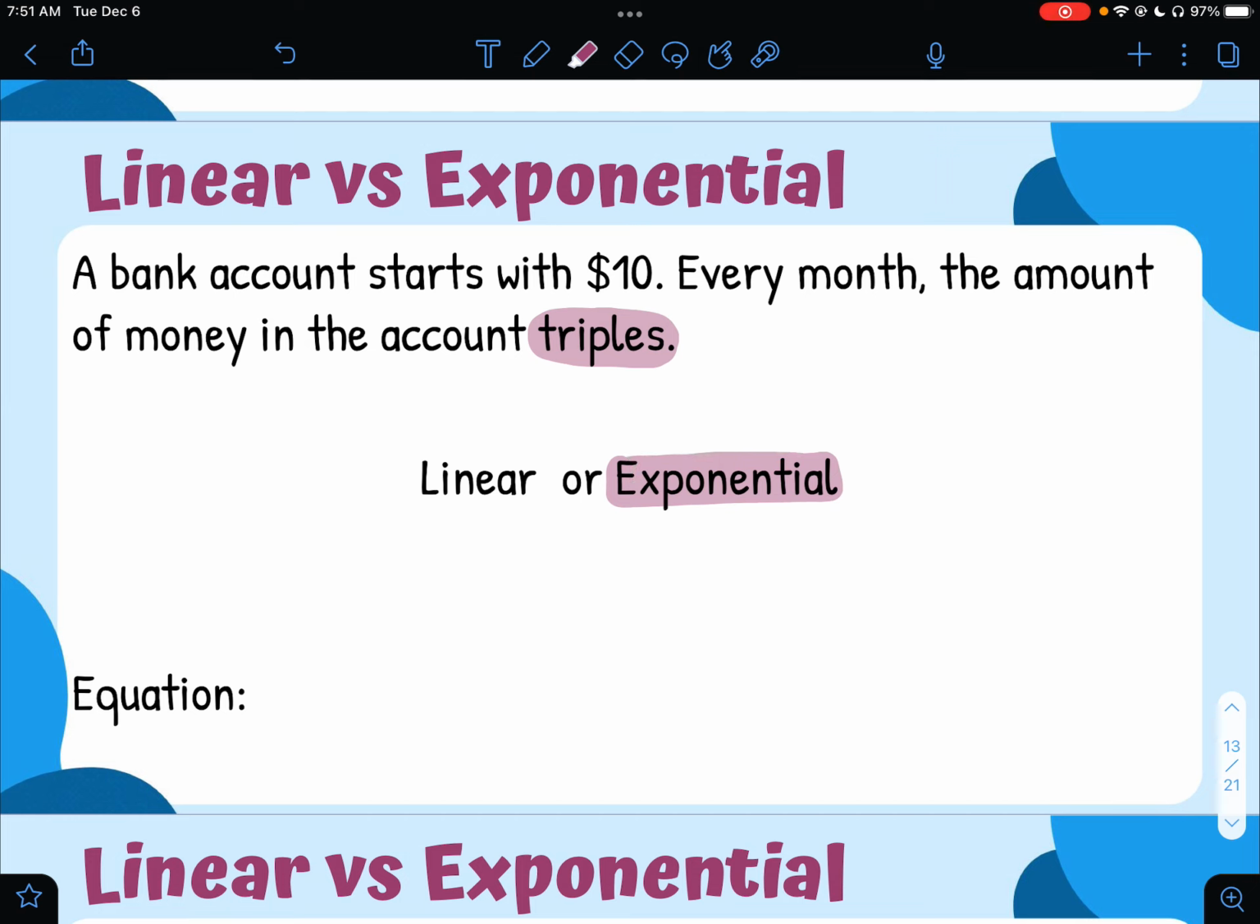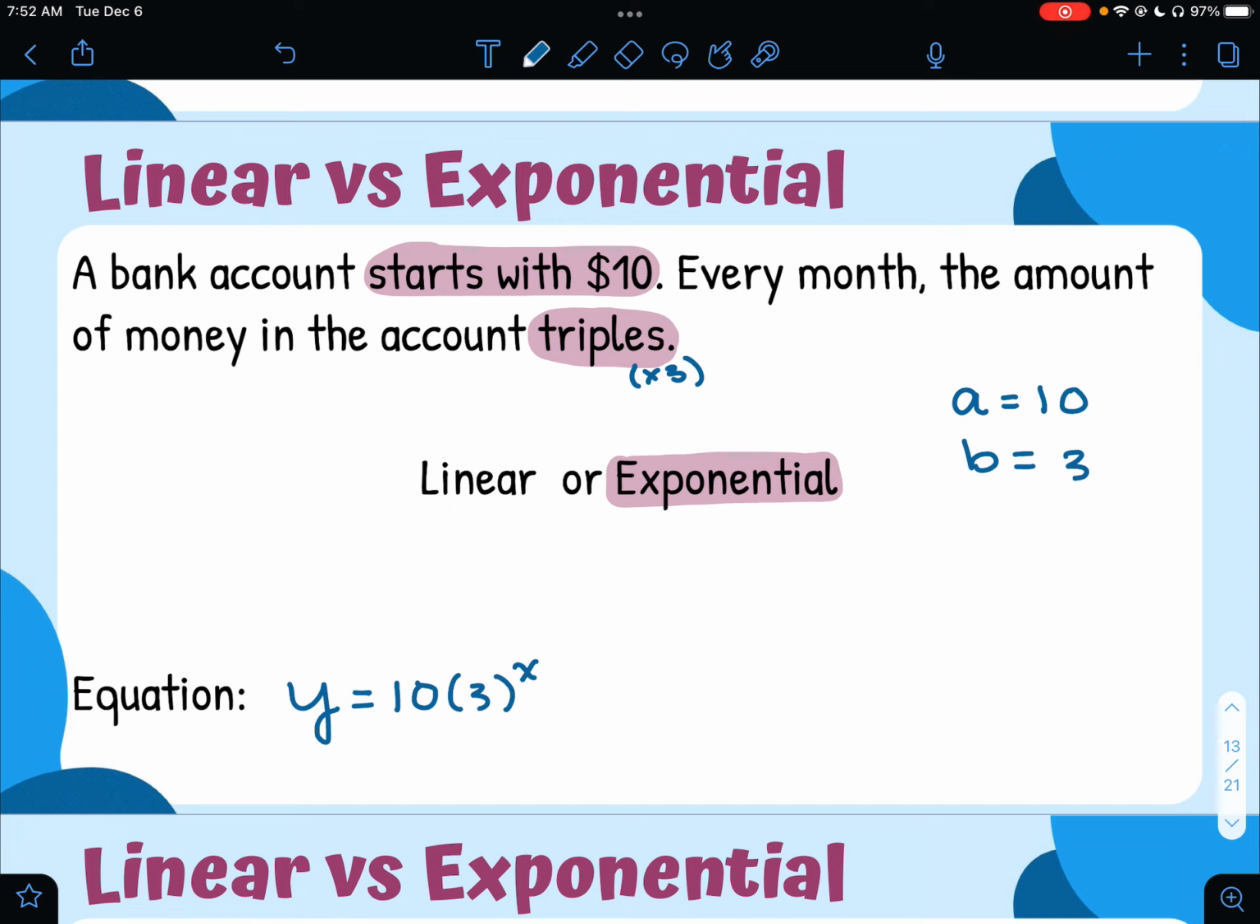We know our initial value from the situation because it says starts with 10. If our initial value, A, is $10, and our factor is 3, because it triples, which is times 3, we can give our exponential function 10 times 3 to the x power, where x is number of months and y is total money in account.